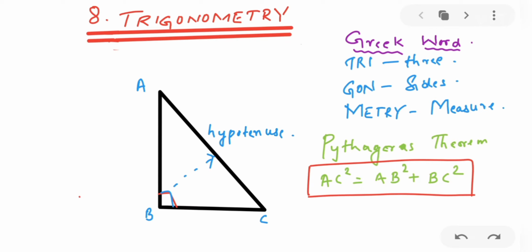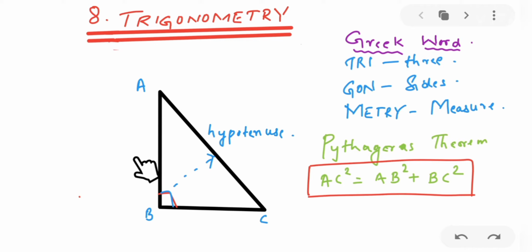This is chapter number 8, Trigonometry. Trigonometry deals with right angle triangles. The word trigonometry is derived from a Greek word: tri means three, gon means sides, metry means measurement. So trigonometry deals with the measurement regarding the three sides of the right angle triangle, and it also gives the relationship between the sides and the angles of the right angle triangle.